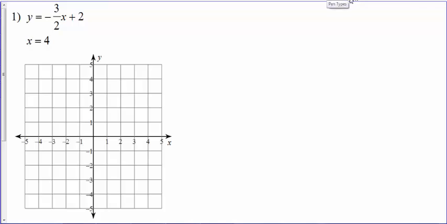These are some examples that we're going to work through for solving systems of equations by graphing. The first thing that we need to do is identify that we have two equations. This equation we'll call equation 1, and this equation we'll call equation 2. Before you graph the equations, you need to identify the slope and the y-intercept of each equation.